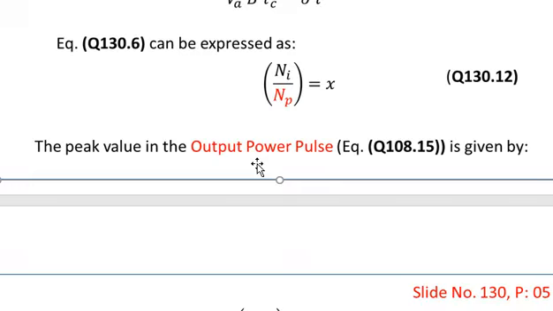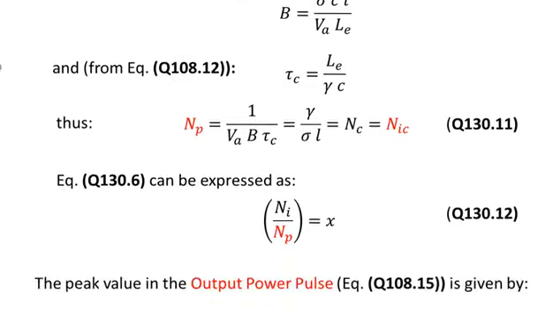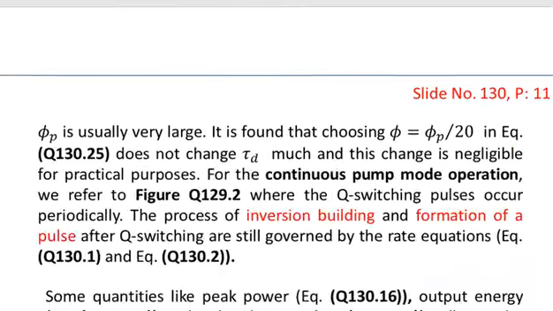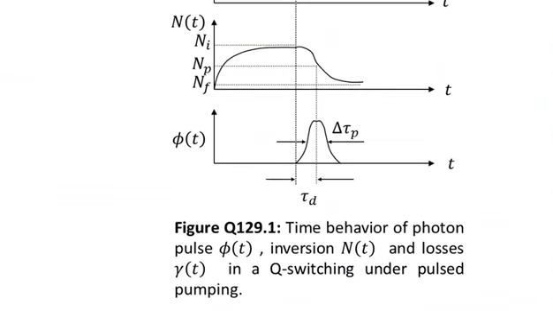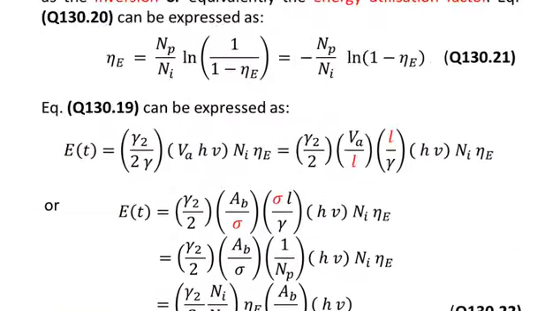The peak value in the output power pulse is given by... So now we are going to calculate the peak value in the pulse. Where is the pulse? Let me show you. This is the photon pulse in figure number 1. Can we calculate the value of the peak power? Because this is the pulse that will be transmitted out from the laser beam, and we can find out its peak value, which I am going to calculate.